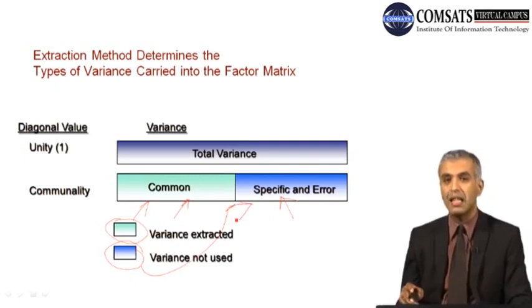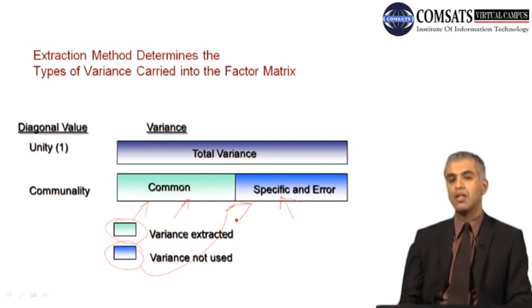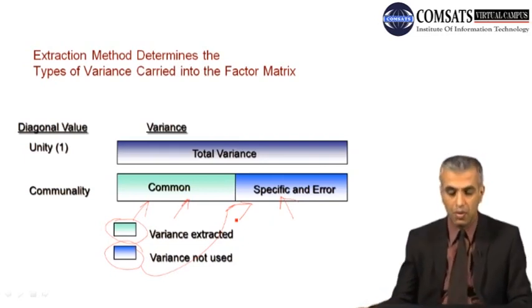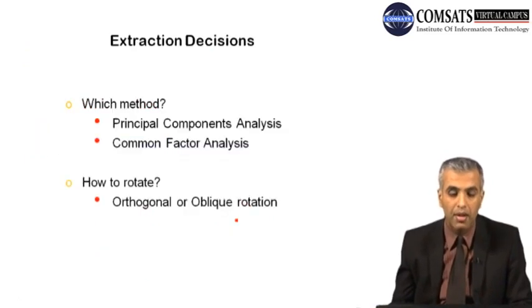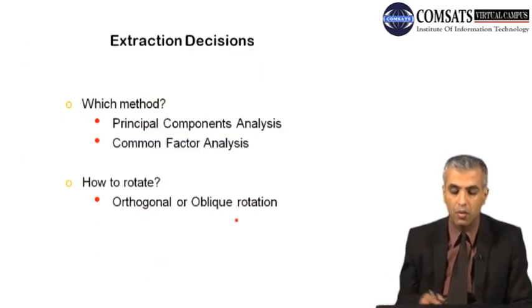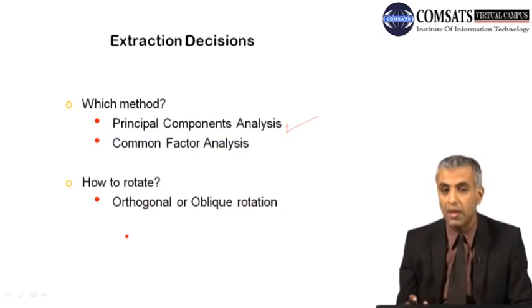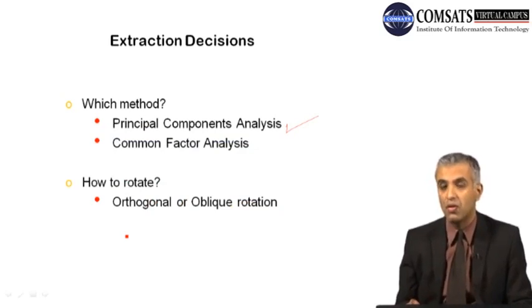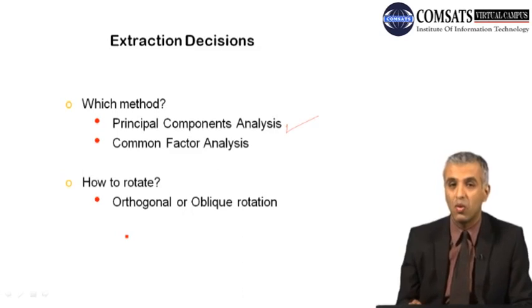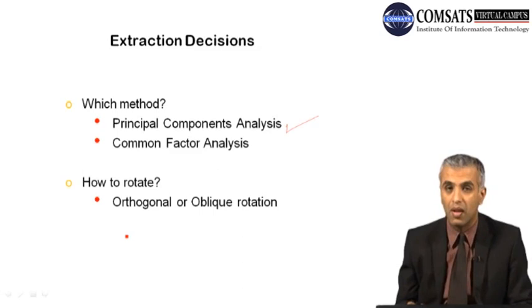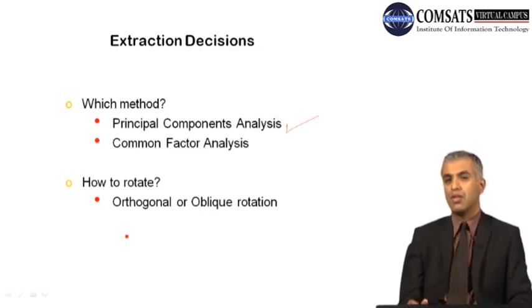So in principal component analysis, which we have discussed before in the previous slide, we basically use the total variance. Principal component analysis follows the total variance. It does include the common variance and the specific and error variance as well. So this is the most commonly used type of analysis to assess the factor analysis results.